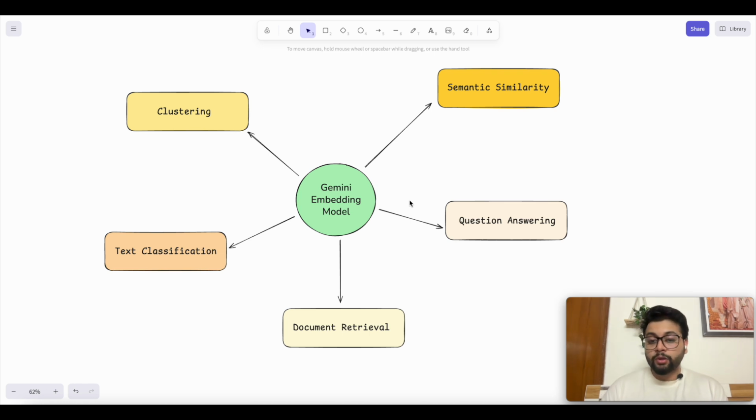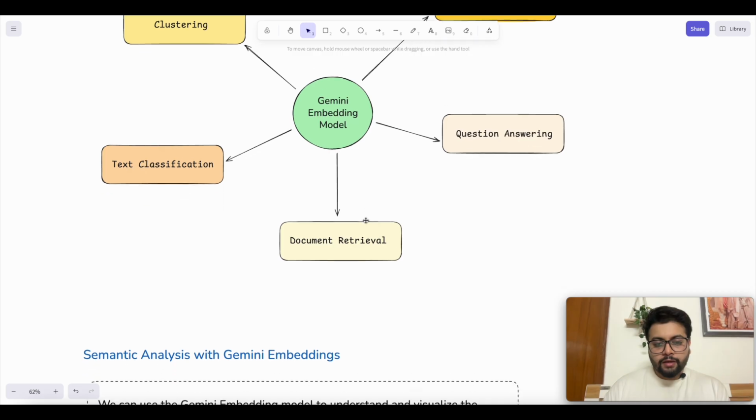You can also perform document retrieval. Given a particular phrase, you can get the topmost document, the way we do for RAG, retrieval augmented generation. We can perform clustering, and we can perform text classification. So these are the tasks which you can perform through the Gemini embedding model.